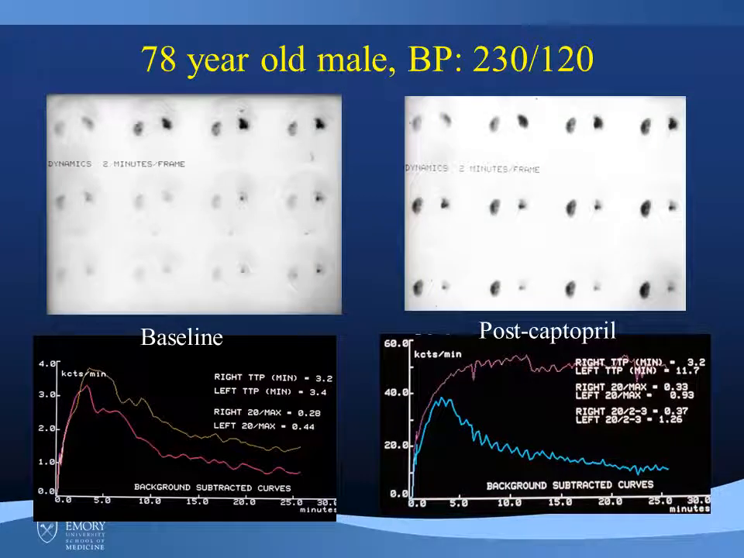So let's look at this 78-year-old male with a blood pressure of 230 over 120. First, our baseline. There is normal uptake, excretion, emptying. We could see it in the time activity curves. But after we give captopril, we could see the right is emptying, but the left just looks like it's retaining that radiotracer. The time activity curve goes high, and the time to peak as well as the 20-minute to maximum activity ratios are increased, and they're asymmetric.